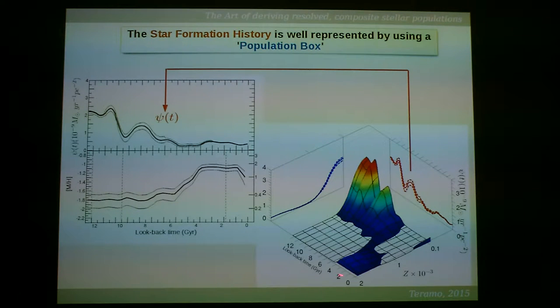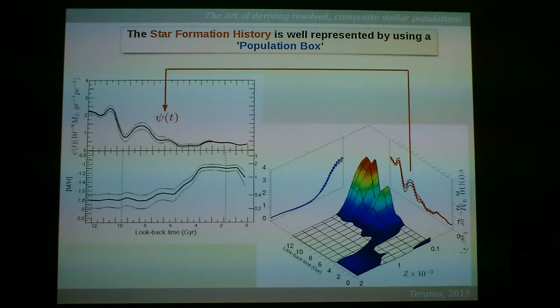First, what we have here are age and metallicity on these axes. This is old, this is young, this is metal rich, and this is metal poor. And what we have here is the mass of the stars formed as a function of age and metallicity. If we project the star formation history along the metallicity axis, what we obtain is the usual star formation rate as a function of time. And if we project it along the age axis, what we obtain is the metallicity distribution of all the stars ever formed in a galaxy.